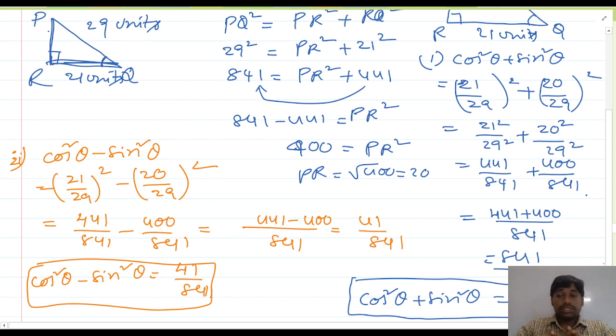Okay, my dear students, with this we have completed the numericals which are based upon the do these, try these, as well as example questions which are related to the concept of trigonometry.